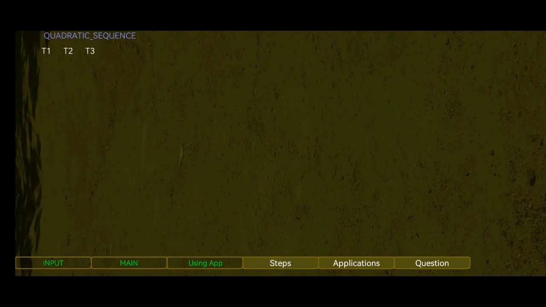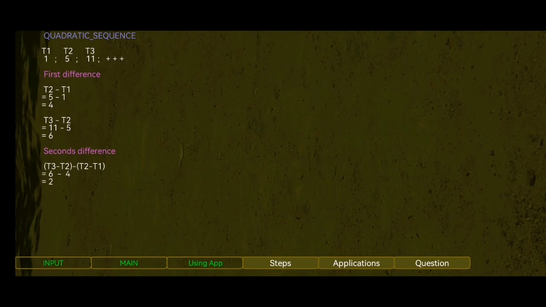Let's do T1, T2, T3. So this is T1, as you have put it from there, T2, T3. First difference, the difference between these two, 1 and 5, is 4. The difference between T3 and T2 is 11 minus 5, which is 6. And then the second difference, between the 4 and the 6, is 2. And then you can calculate the value of a. 2a equals 2. Divide both sides by 2, then our a is 1.